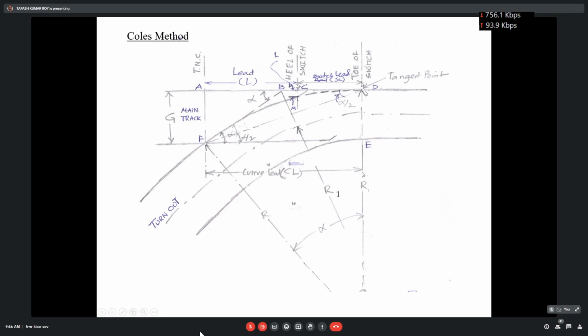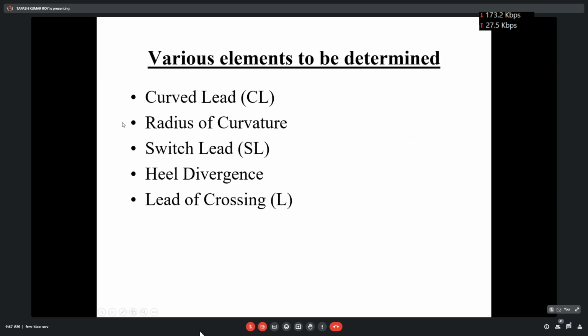Next one, Swiss lead, that is from toe of the Swiss to the heel of the Swiss. This distance is known as the Swiss lead. Another one is the radius of curvature. Radius of curvature will start from here and it will end at point 0, that is at the center. And another distance is the heel divergence, that is LM. The heel will be placed here, and from the outer rail, what is the distance here? This point will be determined also. That is why we have shown these 5 elements as per the Coles method: curved lead, radius of curvature, Swiss lead, heel divergence, and lead of crossing.